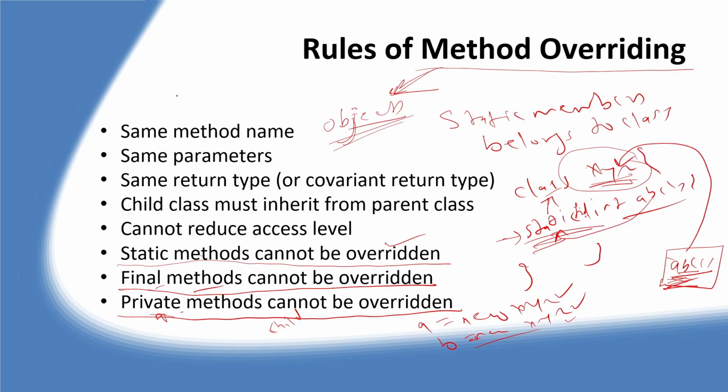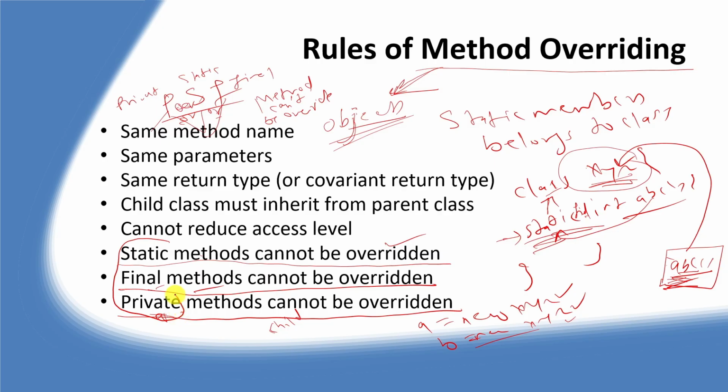So you can remember it like this: PSF. P for private, S for static, F for final. If we are using any one of these, P or S or F, then that method can't be overridden. We cannot override this method if it uses either private, static, or final. Okay, you remember it like this.